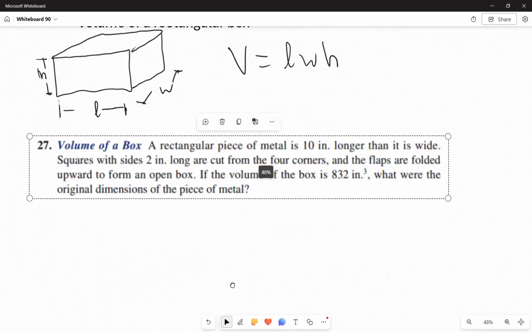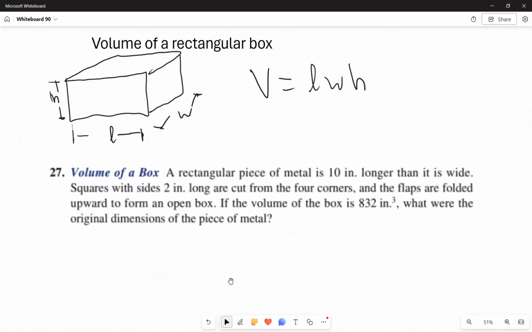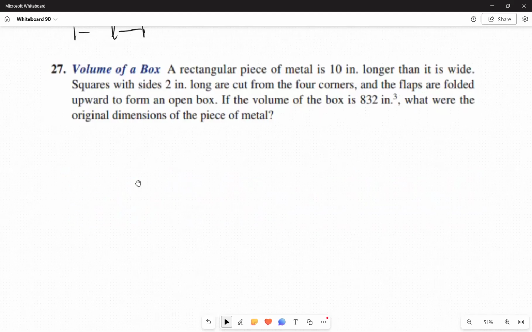A rectangular piece of metal is 10 inches longer than it is wide. Squares with sides 2 inches long are cut from the 4 corners, and the flaps are folded upward to form an open box. If the volume of the box is 832 cubic inches, what were the original dimensions of the piece of metal? So this is what we have. We have a rectangle.